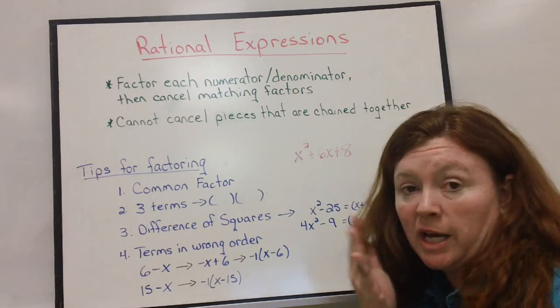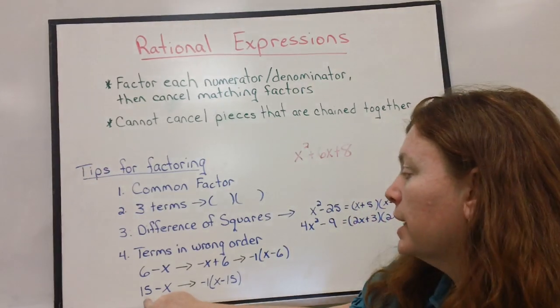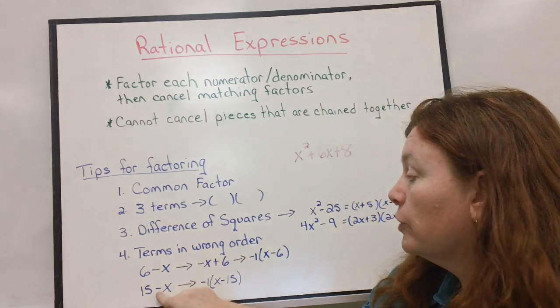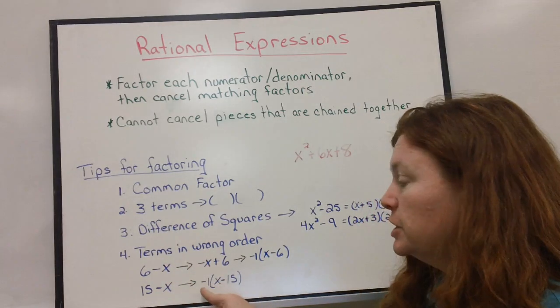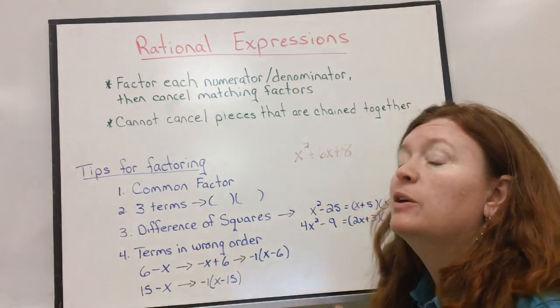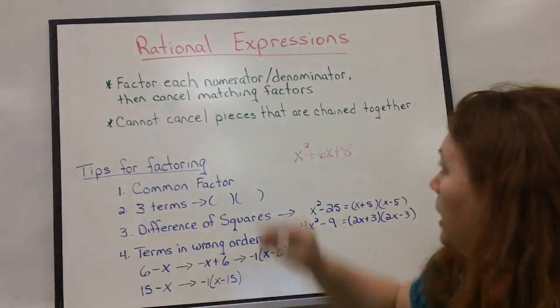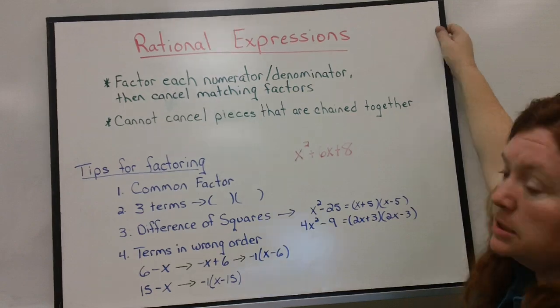So the shortcut would be, if you see 2 terms that are in the wrong order and they're over a minus sign, you can just flip them and make it x minus 6, but you have to put that negative 1 in front so that they are now equal. All right, let's use this in a problem.